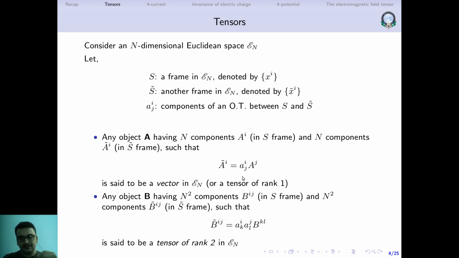Now this vector, or tensor of rank 1, because it has n components, we can write it as an array. We could write it as a single row or a single column. A tensor of rank 2, because it has n^2 components, we can write as a matrix. So this is the key takeaway point that you should have: for a tensor of rank 2, you can take its components and represent them as a matrix.